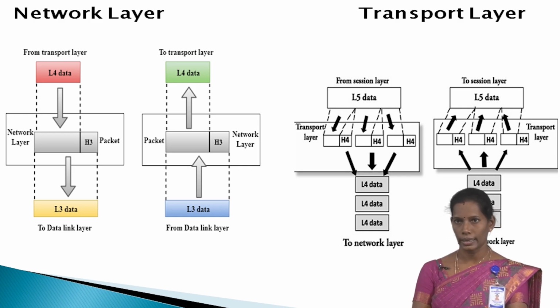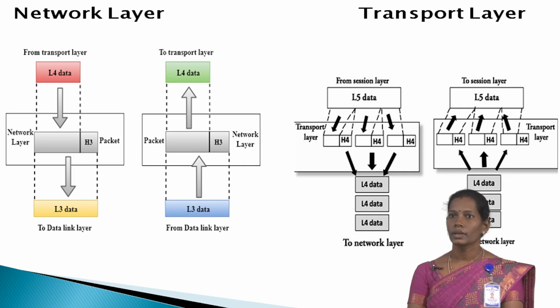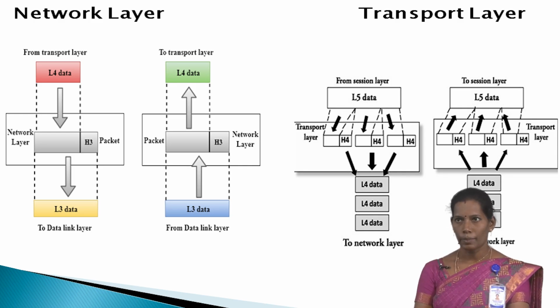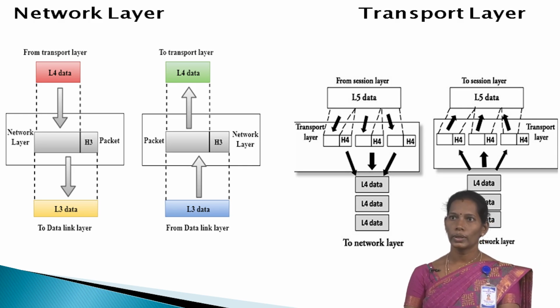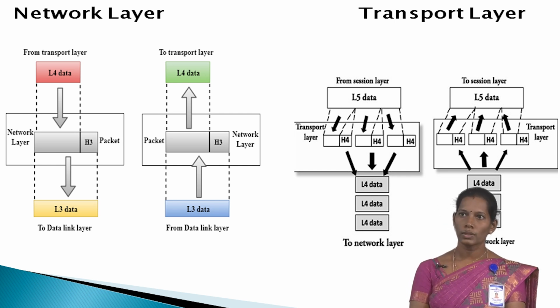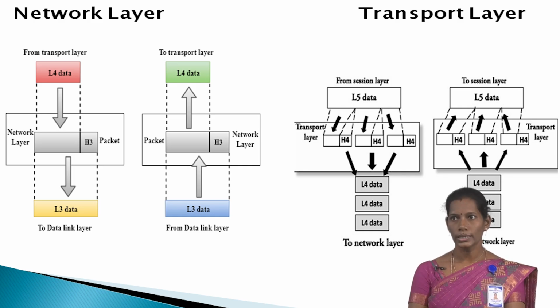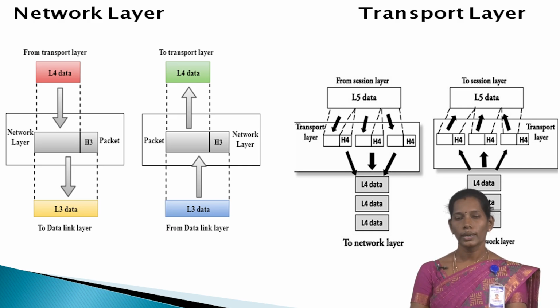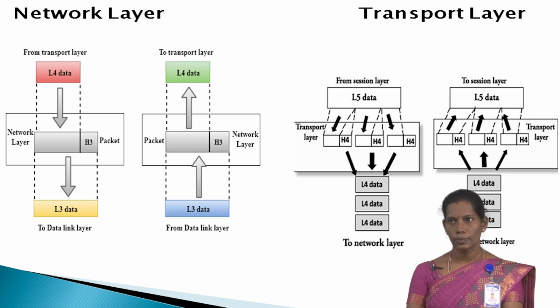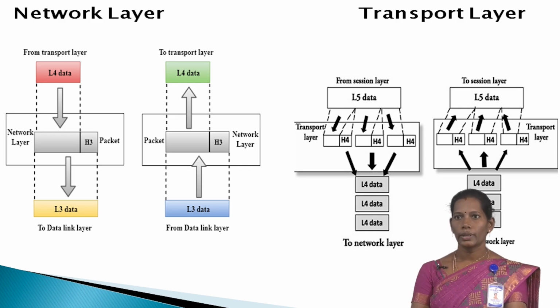Functions of transport layer. Service point addressing. Computers run several programs simultaneously, and due to this reason the transmission of data from source to destination is not only from one computer to another computer, but also from one process to another process. The transport layer adds a header that contains the address known as service point address or port address. The responsibility of the network layer is to transmit the data from one computer to another computer, and the responsibility of the transport layer is to transmit the message to the correct process.